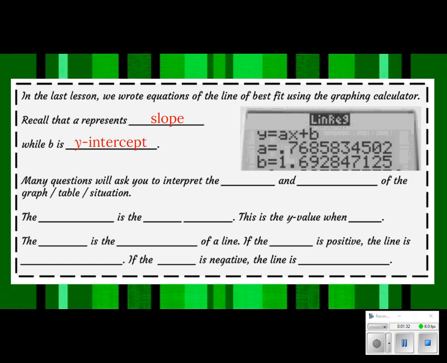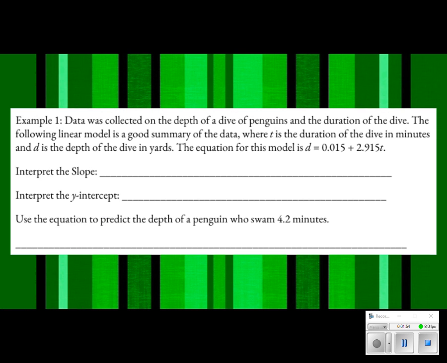Many questions will ask you to interpret the slope and y-intercept of a graph or table or situation. The y-intercept is the b value. This is the y value when x is 0. The a is the slope of the line. If the a is positive, the line is increasing. If the a is negative, the line is decreasing.